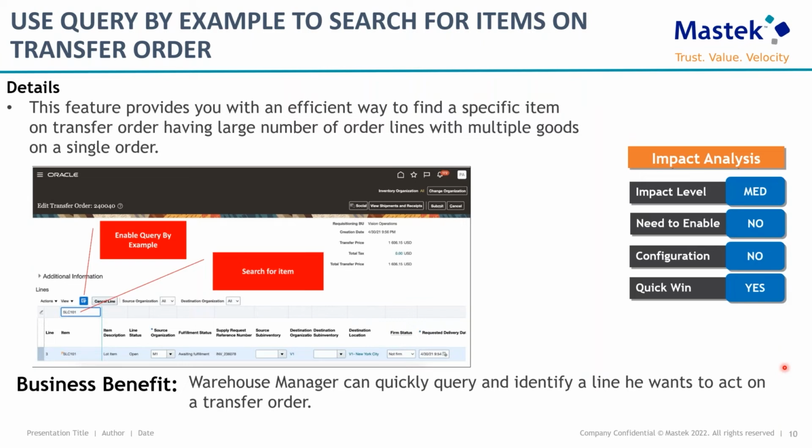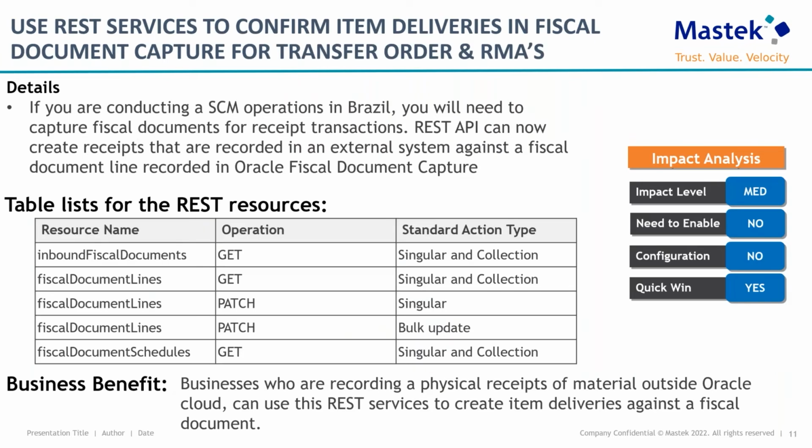Next, use REST services to confirm item deliveries in a physical document capture for a transfer order and RMAs. Now, this update is specific for some countries where the physical documents are mandatory along with receipt transactions, say Brazil. This new REST service comes with get and patch operations on the REST API, and sometimes they are recorded in an external system, which can now be brought back into Oracle using the REST API.